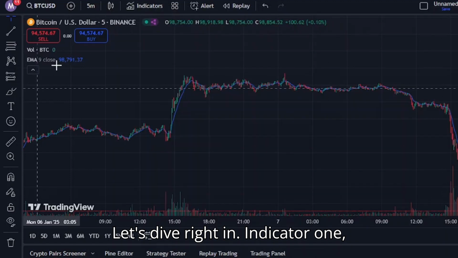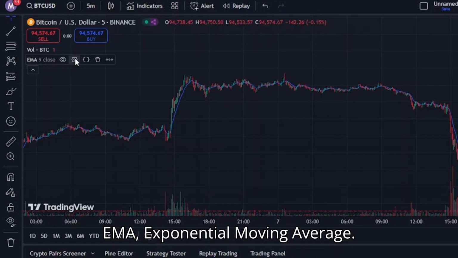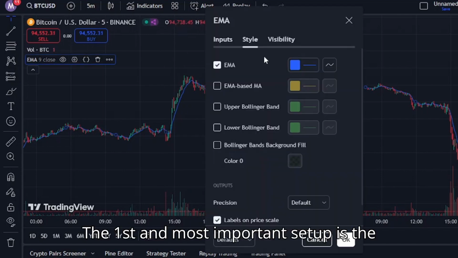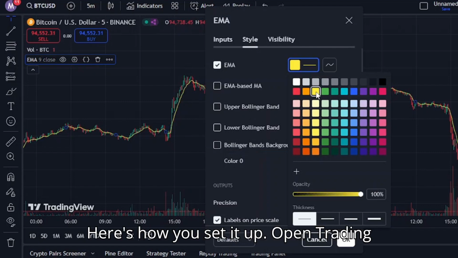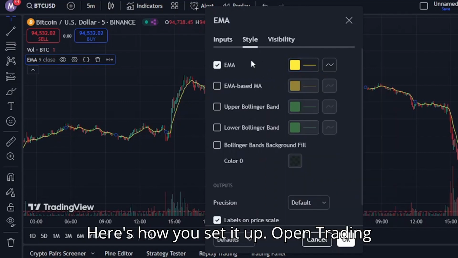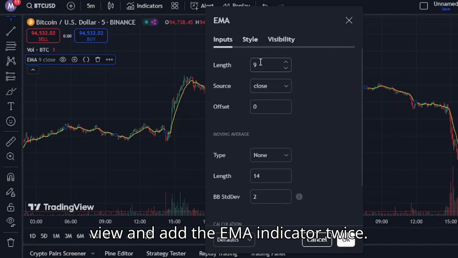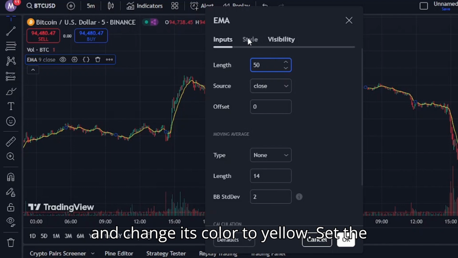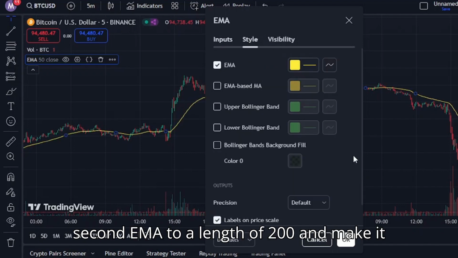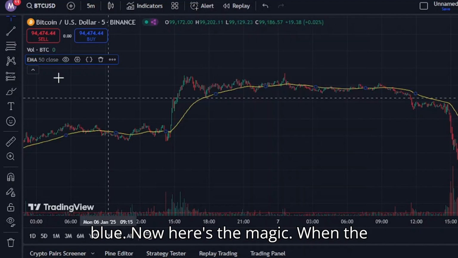Let's dive right in. Indicator 1, EMA, Exponential Moving Average. The first and most important setup is the EMA. Two of them, to be exact. Here's how you set it up. Open TradingView and add the EMA indicator twice. Adjust the first EMA to a length of 50 and change its color to yellow. Set the second EMA to a length of 200 and make it blue.